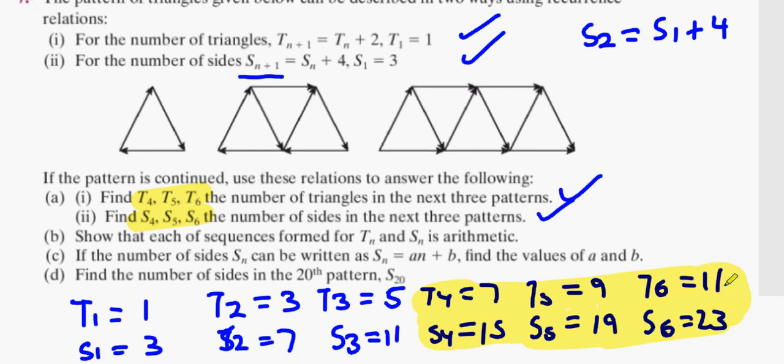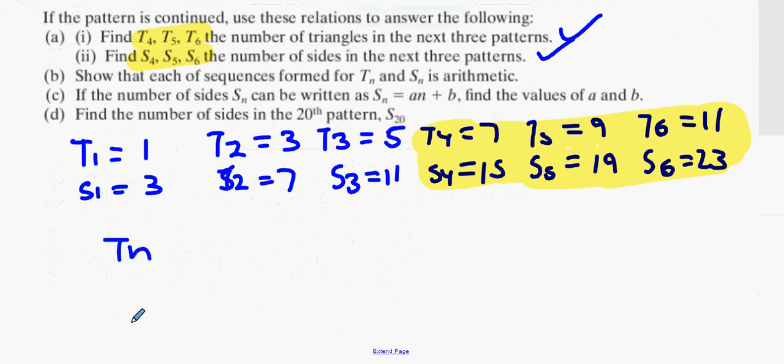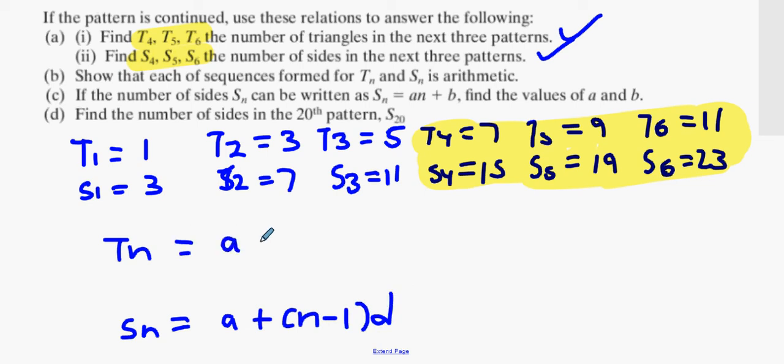Alright. Show that each sequence is an arithmetic sequence. So what do we do there? We use the Tn formula. We don't actually use the Sn formula as it normally is. Why? Because Sn doesn't actually represent the sum of the series. All it represents is how many sides there are. So what do we get for both of these then, lads? What's your A value for T? What's your D value?